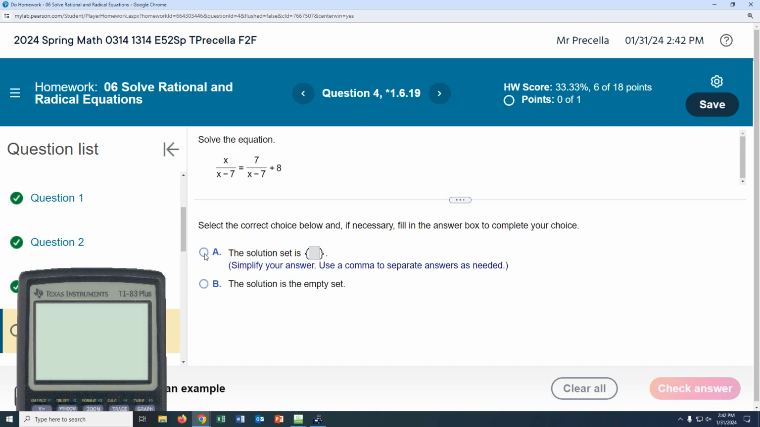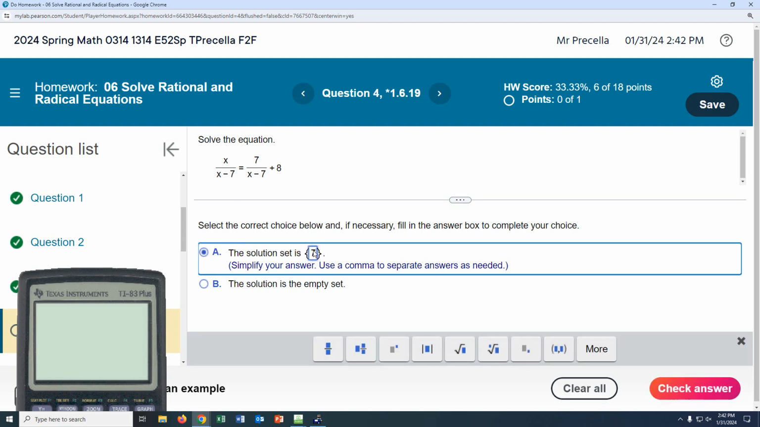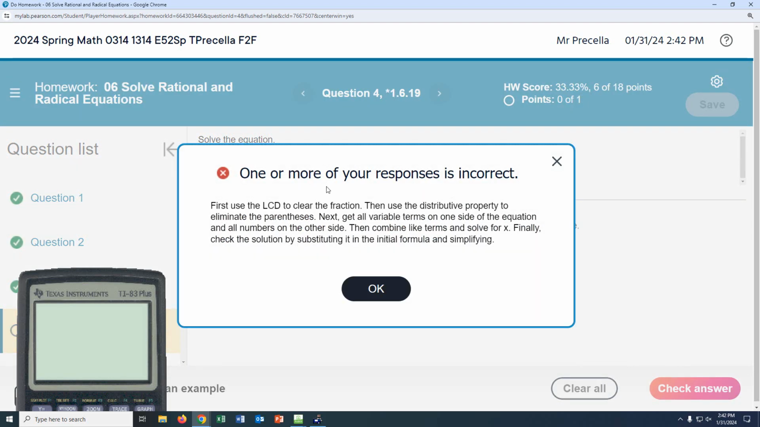Hey, I wonder what would happen if I punched in 7. Is it going to just say wrong, or does it give you a hint? Which is great for homework if it gives you a hint, but on tests it won't give you a hint. One or more of your responses. So they just tell you, okay, use the parenthesis, the LCD.